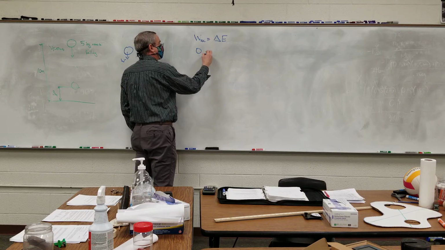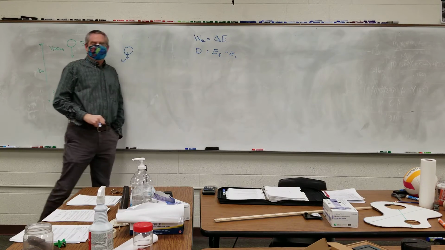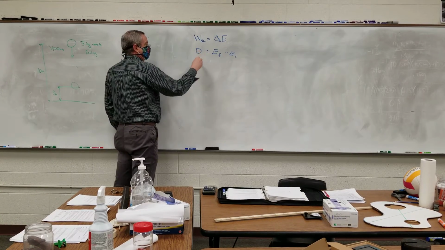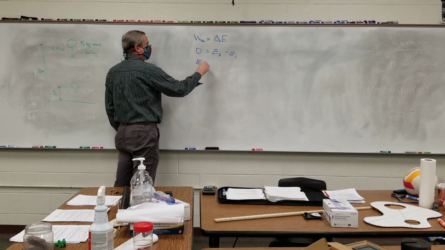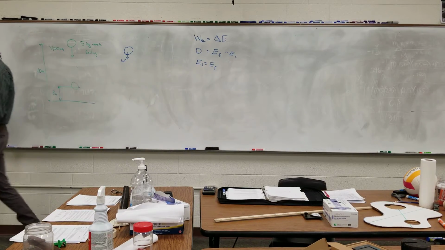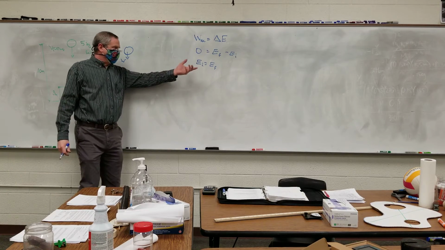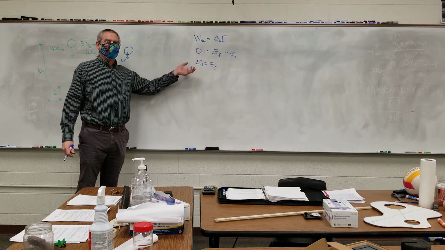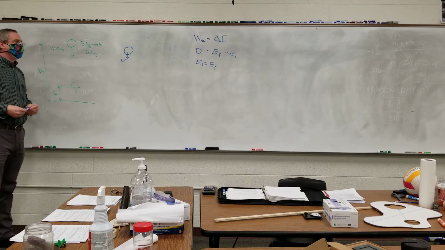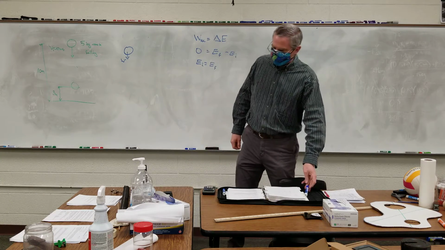So 0 is equal to my final energy minus my initial energy, because change in energy is always final minus initial. I'm going to add initial energy to both sides, and so my initial energy is equal to my final energy. So I went through a couple of steps here just to say energy is conserved. And again, conserved from a physics point of view means my initial quantity is equal to my final quantity. It's not about preserving resources.